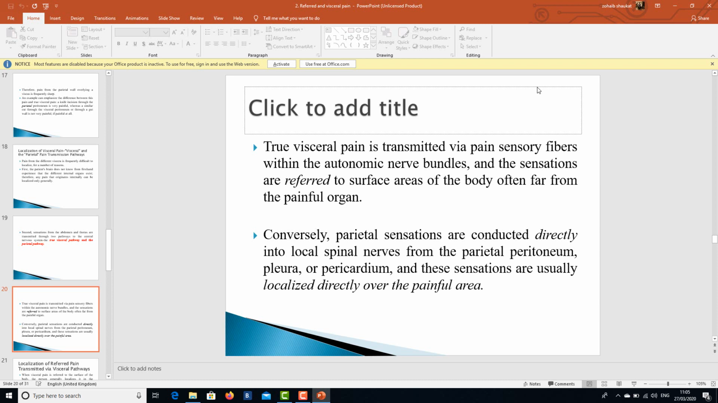Conversely, parietal sensations are conducted directly into local spinal nerves from the parietal areas of peritoneum, pleura, pericardium, and they are usually localized directly over the painful areas. So we should know the difference between visceral pain sensations and parietal sensations. Visceral pains are not exactly on the location perceived, whereas parietal sensations are highly localized pains, because they are conducted directly into the local spinal nerves.